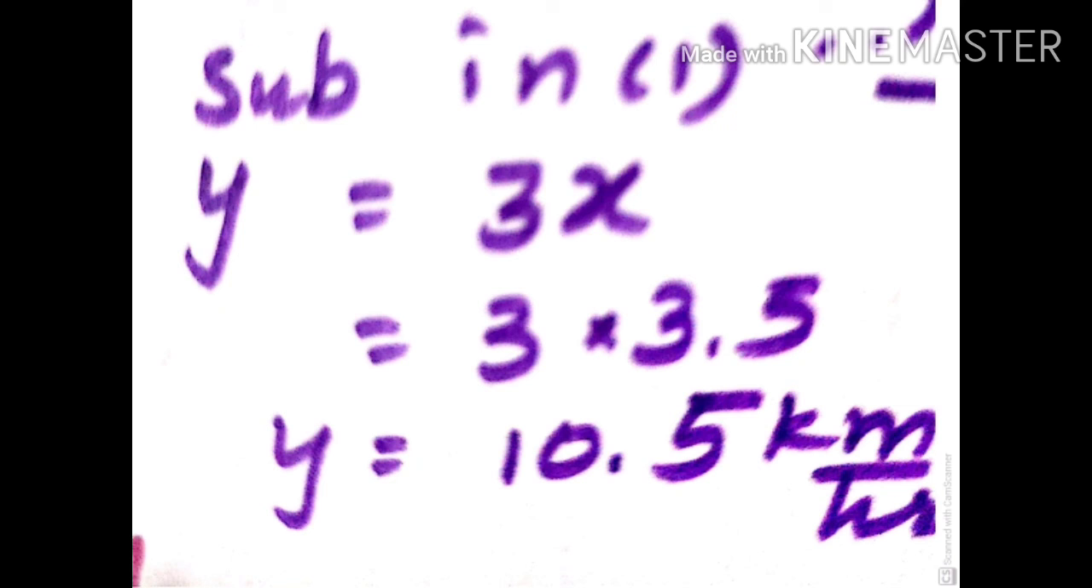Now to get our y value, y is what we have chosen, students, that is our cycling speed. For that I substitute this value of x in the first equation. So y is equal to 3x, which is equal to 3 multiplied by 3.5. And by multiplying it, the y value is equal to 10.5 km per hour. So we get both the values x and y. x is our walking speed and y is our cycling speed, which they asked to find out.